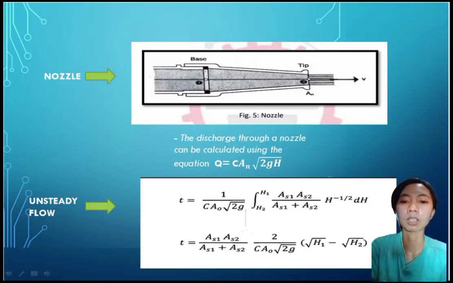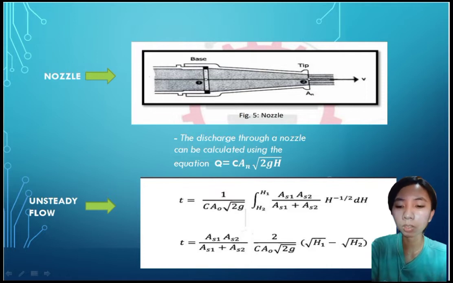Now we have a nozzle. A nozzle is a converging tube installed at the end of a pipe or hose for the purpose of increasing the velocity of the ensuing jet, as we can see in figure 5 above. So the discharge through the nozzle can be calculated using the equation Q equals C times A sub n multiplied by the square root of 2g times h, where h is the total head at the base of the nozzle and A sub n is the area at the nozzle tip.